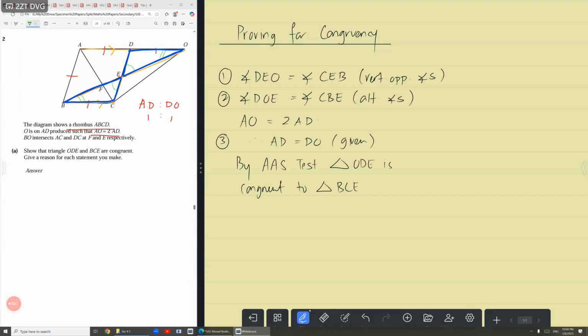Okay, so this is how you prove triangles are congruent, which is by listing down your reasons. Okay, this is the first reason, second reason, this is my third reason, and then you must have your tests. Okay, by what test? AAS test, SSS, ASA, and so on.